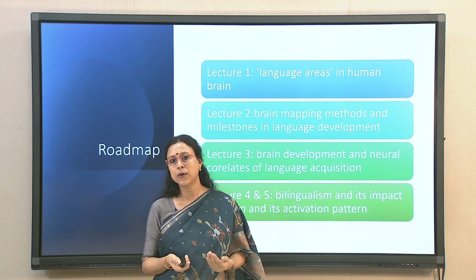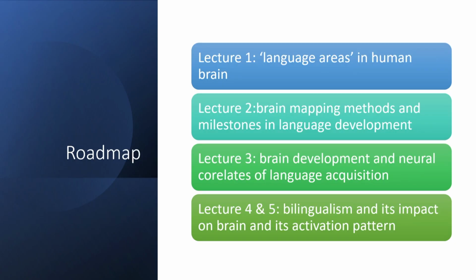So, first we will look at language areas in the human brain, followed by brain mapping methods and milestones in language development. When we talk about brain mapping methods, we will be talking about some of the methods, not all. Mostly those which are more commonly used for child language acquisition research and so on. Then lecture 3 will be brain development and neural correlates of language acquisition, and in lecture 4 and 5 we will look at bilingualism and its impact.